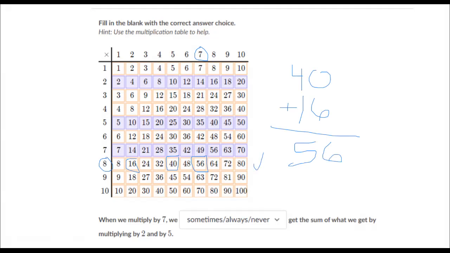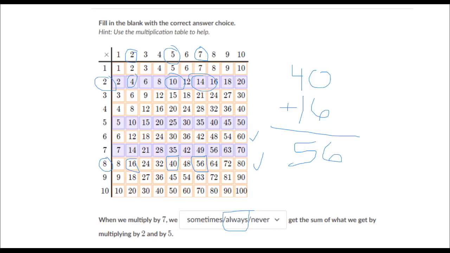And we've already checked it for 7 times 6. Let's check one more. How about 7 times 2? 2 times 2 is 4. 5 times 2 is 10. If we add those together, do we get 14? Yeah, we do. So for this, we would select always. So basically, use your multiplication chart to check the patterns to see if they happen sometimes, always, or never.